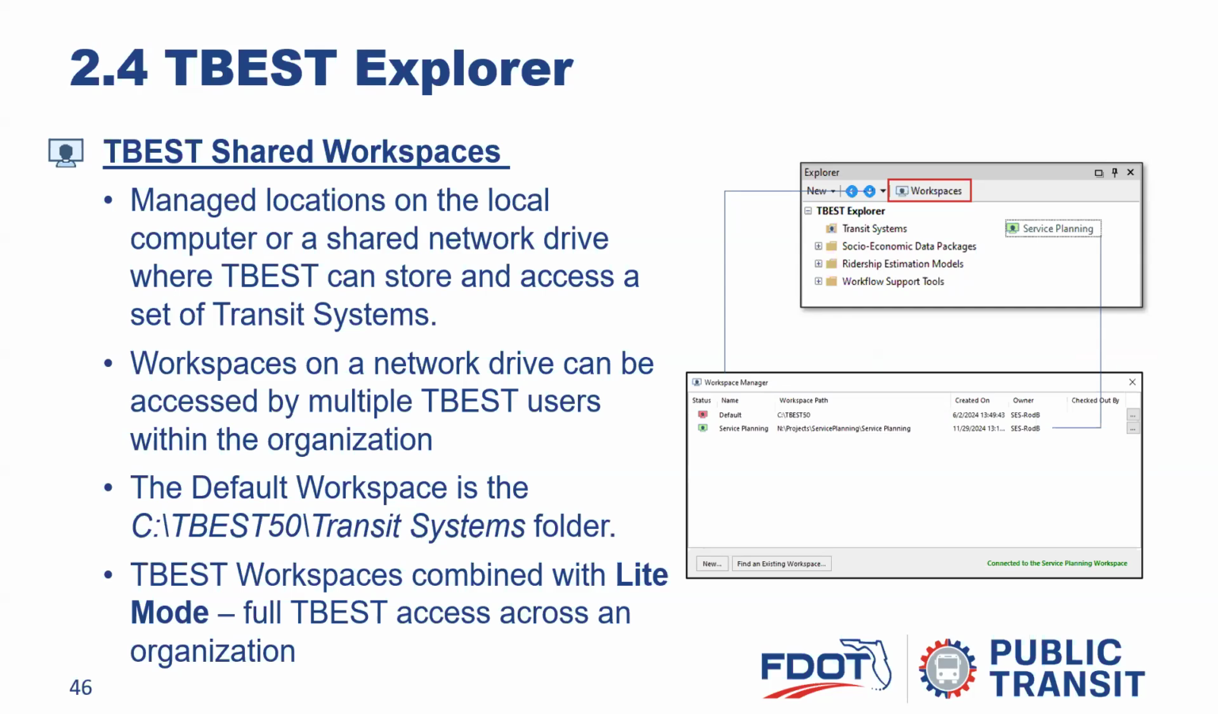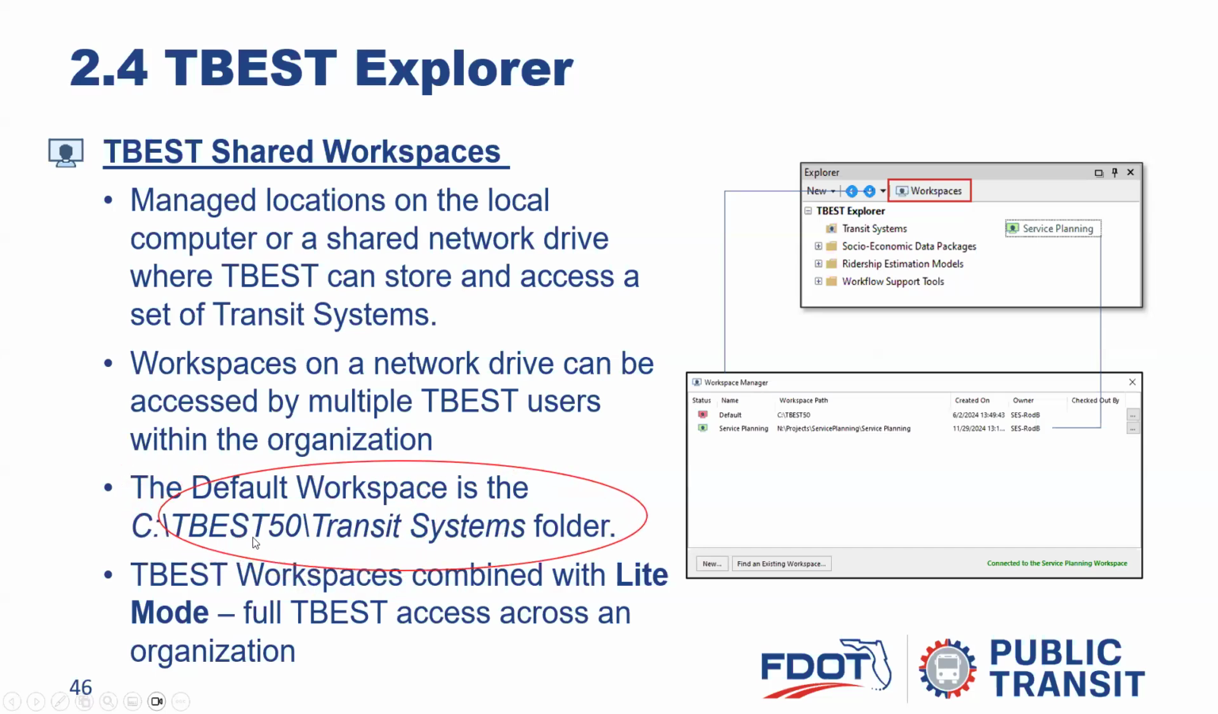Now, can your file server be on the cloud? Probably. Essentially, if it's shared out to more people, it could be shared out to more. But generally, this is intended for sharing of TBEST transit systems internal to your organization. So you'll notice that the default transit system is in the TBEST 5.0 workspace path. So that's really what we're talking about here.